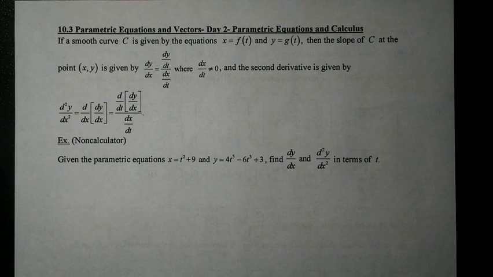Hi guys, today we're going to learn about parametric equations and vectors in calculus. So basically what we're going to learn today is how to take derivatives of parametric equations, and we're going to find the arc length of a parametric equation.